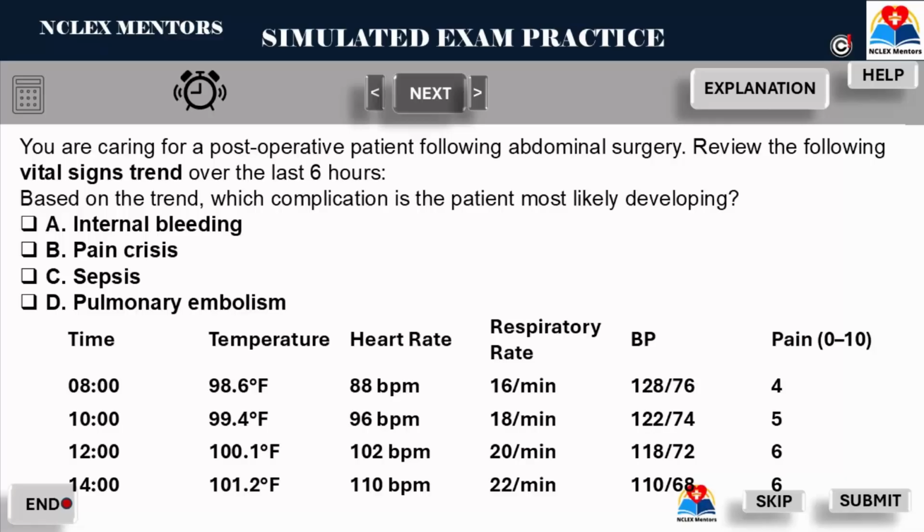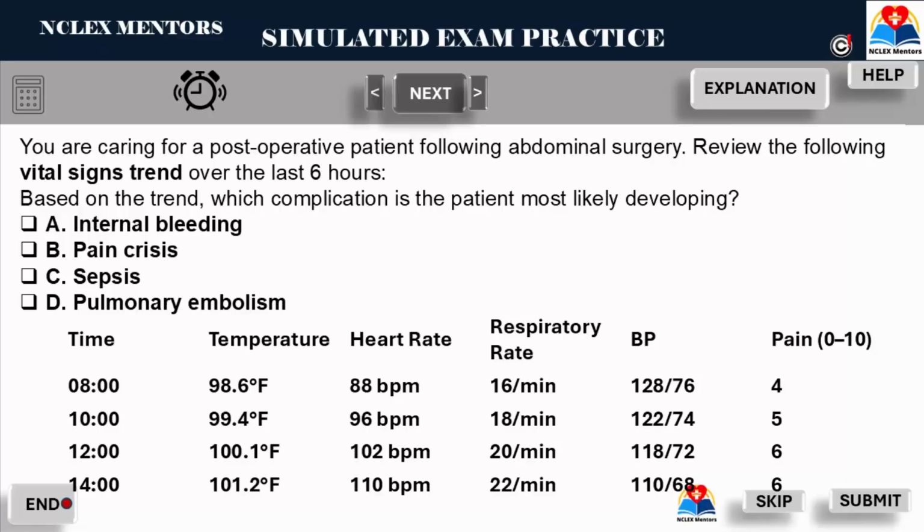You've got a post-op patient who had abdominal surgery this morning. Now it's 2 p.m. You look back at the vitals chart for the last 6 hours. Here's what you see. 8 a.m., temp 98.6, heart rate's 88, BP is 128/76, pain's a 4. 10 a.m., temp up to 99.4, heart rate's 96, BP dropped a little to 122/74, pain is 5. Noon, temp now 100.1, heart rate's 102, BP is 118/72, pain is 6. 2 p.m., temp is 101.2, heart rate's 110, BP is 110/68, pain still 6.